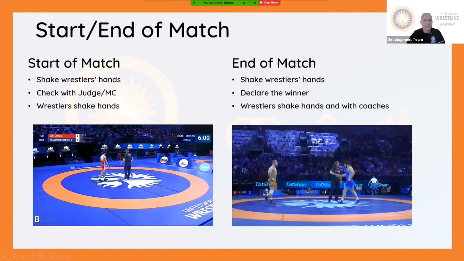Next part here is looking at the start and end of matches. Really, where you're at and what level of event you're at depends on what that looks like. But in general, there's a few things that should be pretty consistent with this. When you go to start a match, typically, number one, you're going to shake the wrestlers' hands when they come out to start.